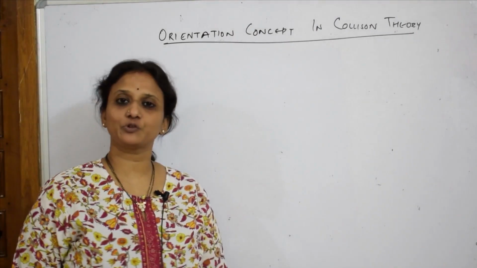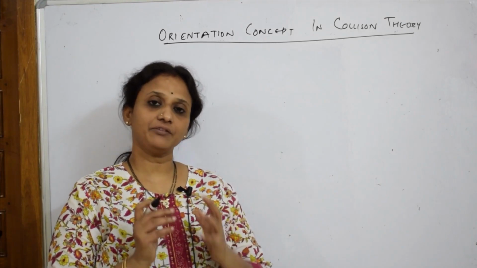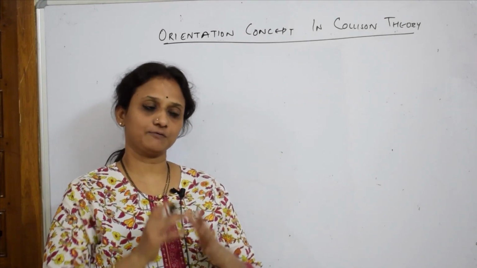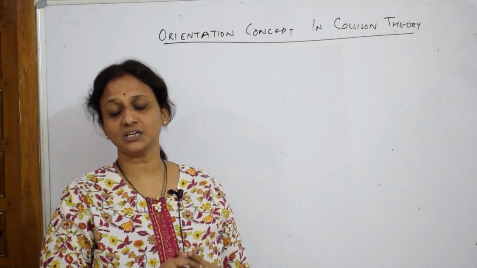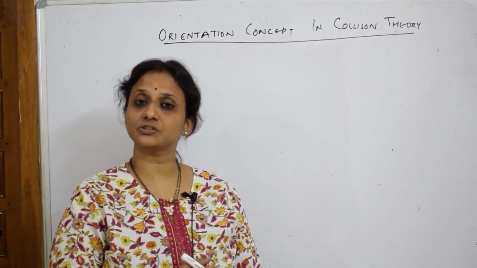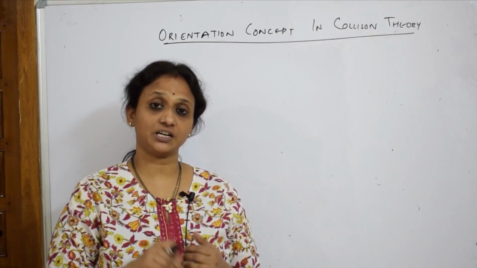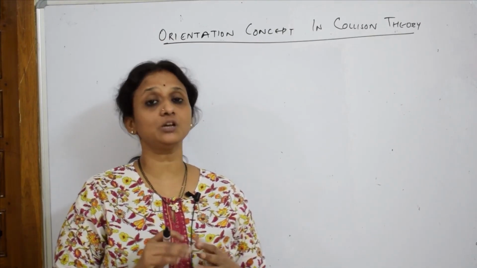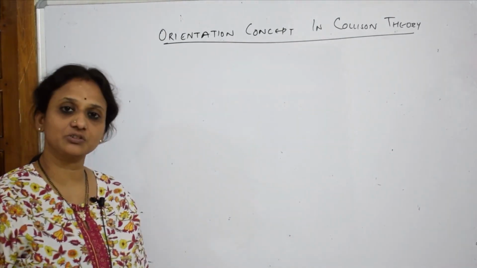Yes, so we've already learned about collision theory. So what do we say in collision theory? Every collision, if you want the required product, should be effective in nature, isn't it? So when will this be effective in nature? It should have threshold energy, it should have activation energy, and most important, it should be properly oriented, correct? So orientation should be perfect. Let us see that concept in collision theory.